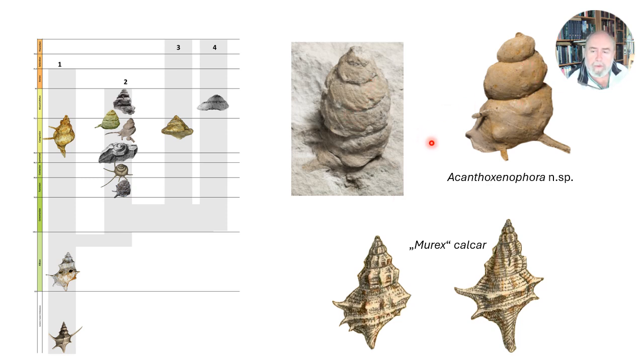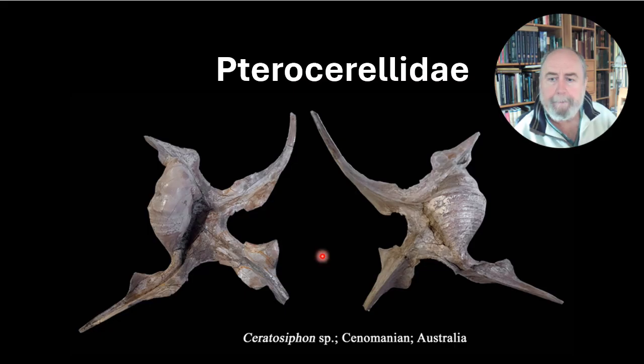So we think we have a lot of characters to place the Acanthoxenophora into the Spinilomatidae, which goes back to the Jurassic and seems to be a group of the earliest Stromboideans. There is one slightly doubtful species from the upper Triassic, and well, we think this may be the origin of the xenophorids.